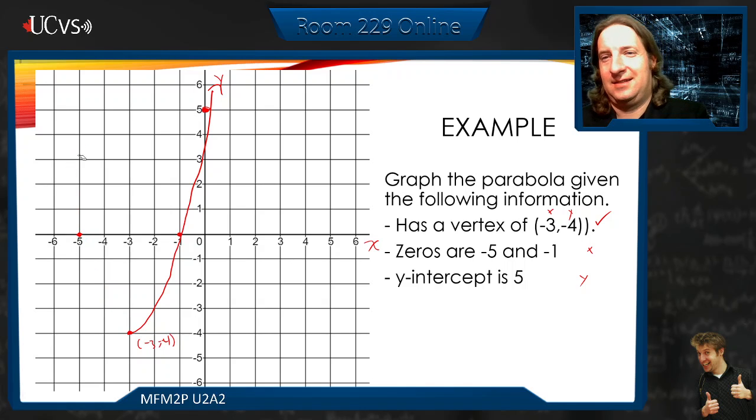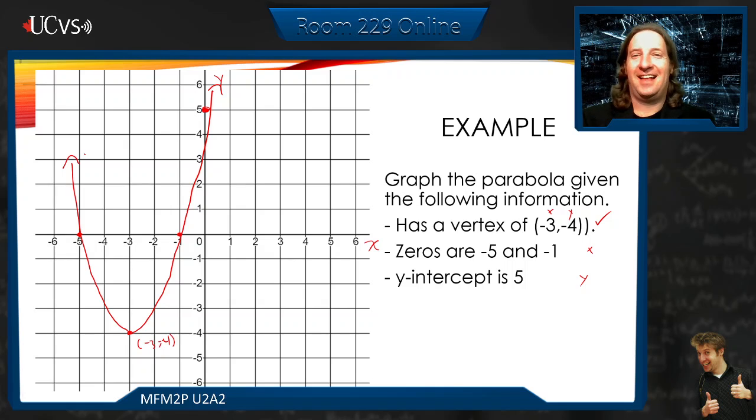Almost hit it. Let's try that again. That's it. All right, that's as good as I can do. Hopefully you guys can do better than that. Just put little arrows on the end as well, and we're finished. Okay, so that's how we graph a parabola given the information.